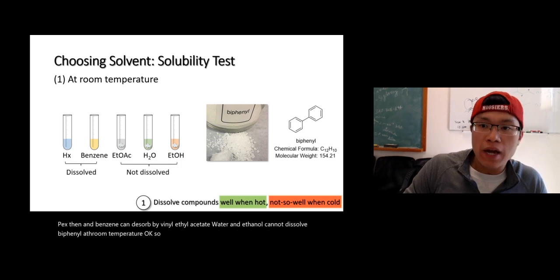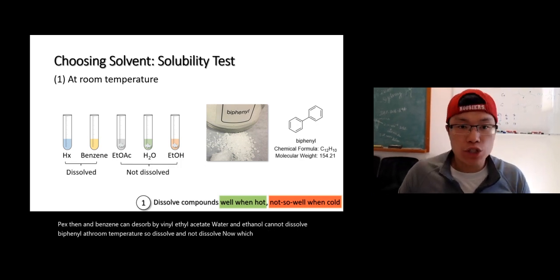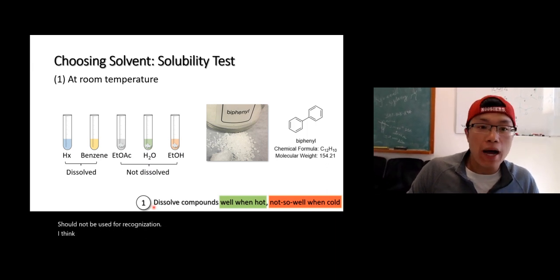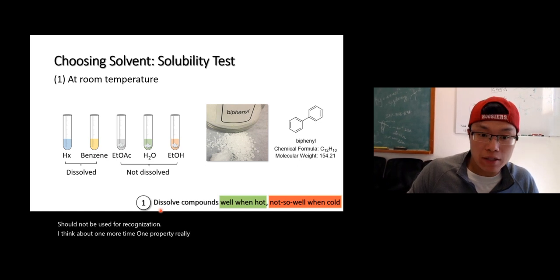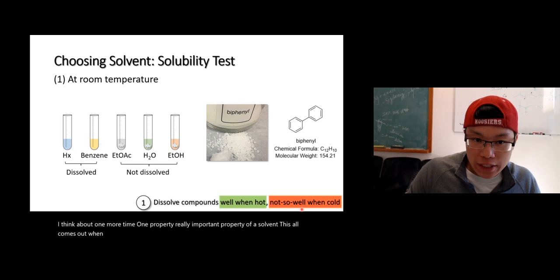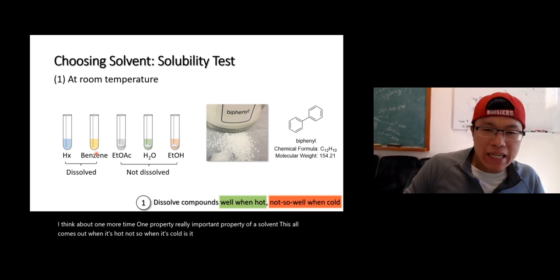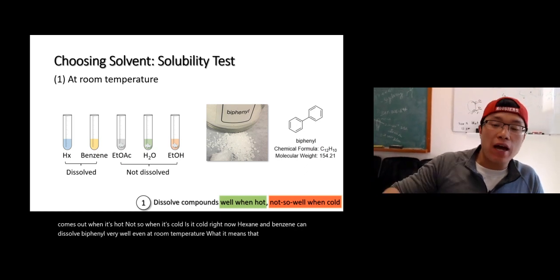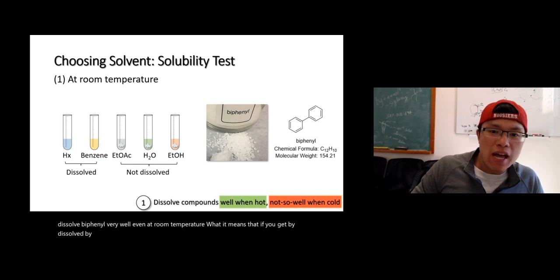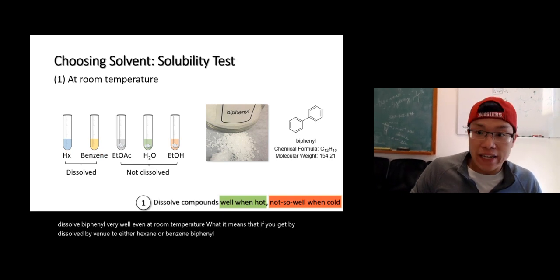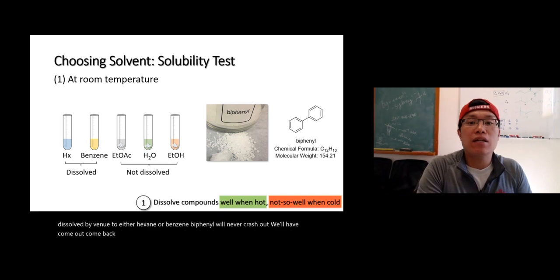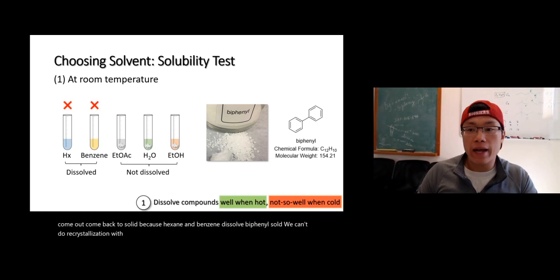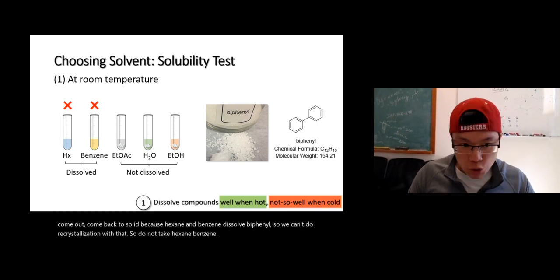So, dissolve and not dissolve. Now, which solvent should not be used for recrystallization? Think about one more time. One really important property of a solvent: dissolve the compound when it's hot, not so well when it's cold. This is cold. Right now, hexane and benzene can dissolve biphenyl very well, even at room temperature. What it means is that if you dissolve biphenyl in either hexane or benzene, biphenyl will never crash out. It will never come back to solid, because hexane and benzene dissolve biphenyl so well. We can't do recrystallization with that. So do not take hexane and benzene. All right, that's room temperature.